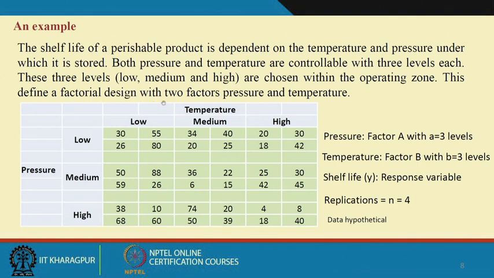This defines a factorial design with 2 factors, pressure and temperature. Now, let us assume that you have done the experiment and seen what is actually happening in the store. When temperature and pressure are both at low level, you have 4 replications; for low-medium 4, for low-high 4, similarly medium-low 4. So, 4 replications. Then this is a factorial experiment with 2 factors, factor A at 3 levels, factor B at 3 levels, shelf life is the response variable and replication is 4. Here the data is hypothetical.